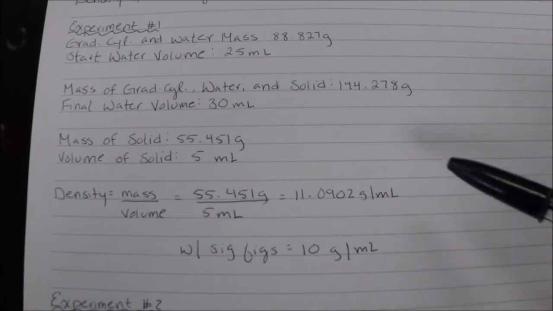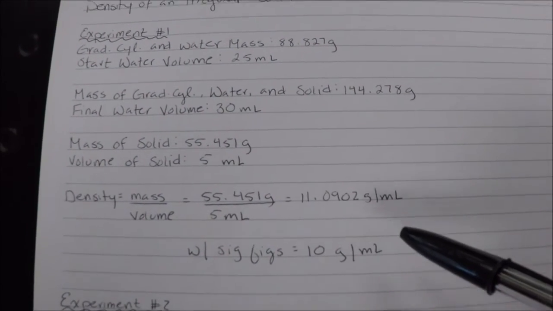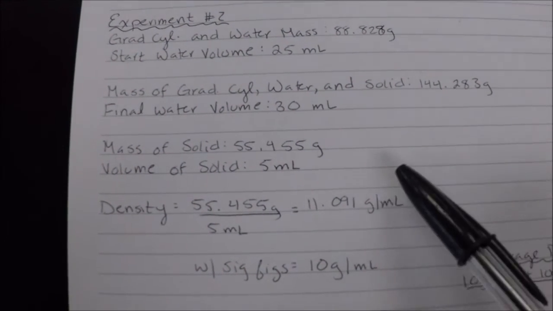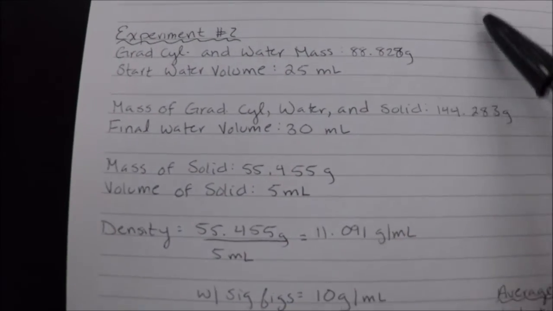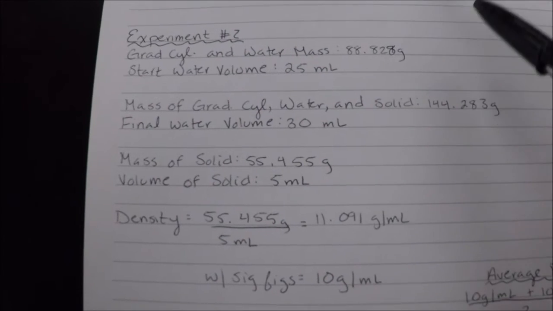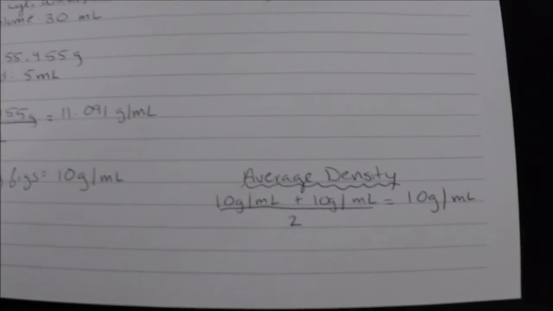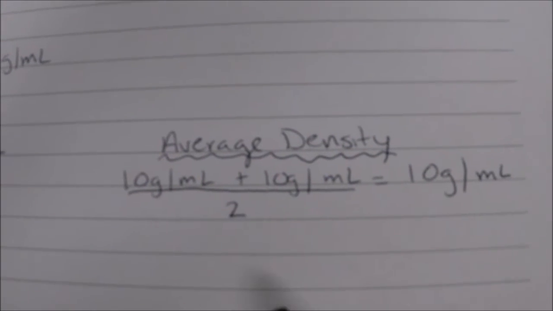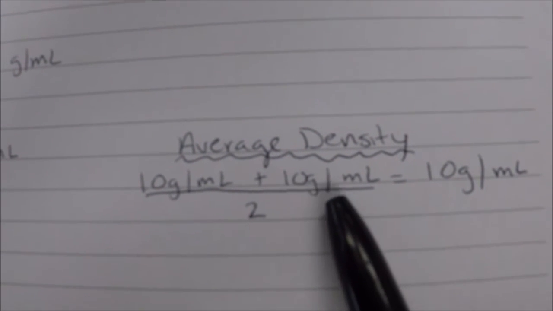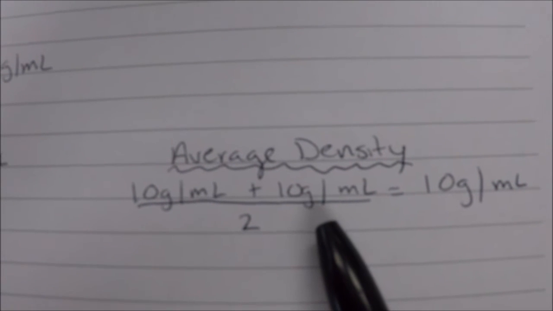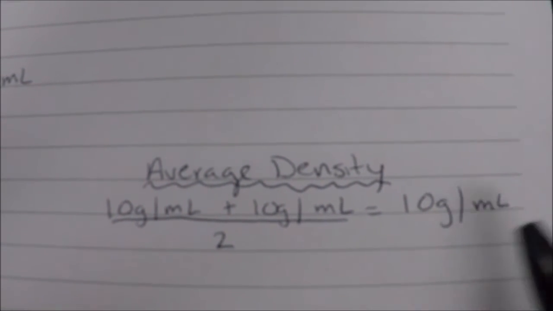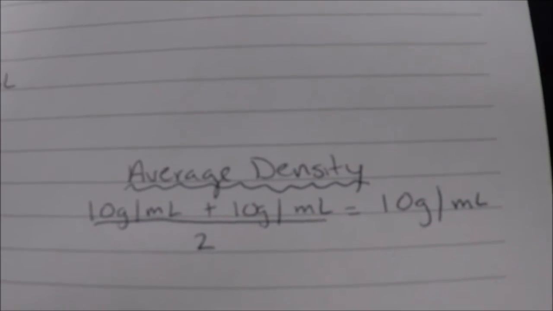After you find the density of your first experiment, you want to run the experiment one more time and find the density again. The exact values ended up being a little bit different, but once we use significant figures, they both turn out to be 10 grams per milliliter. And using those, we are going to find the average density. So the first experiment's density was 10 grams per milliliter, plus the second experiment's density of 10 grams per milliliter. You're going to divide that by 2, and we end up with an average density of 10 grams per milliliter.